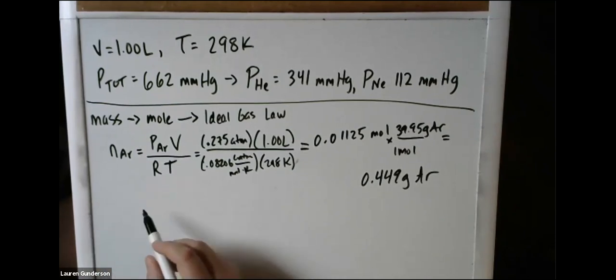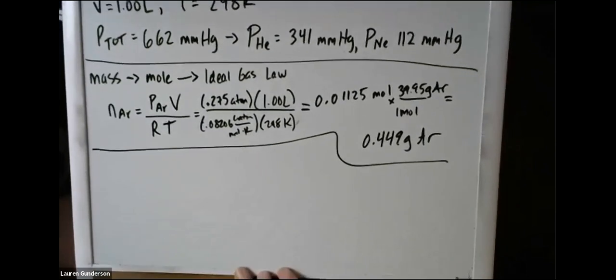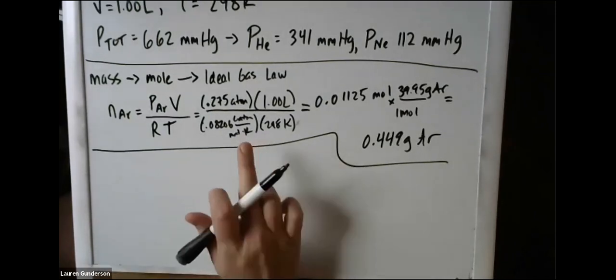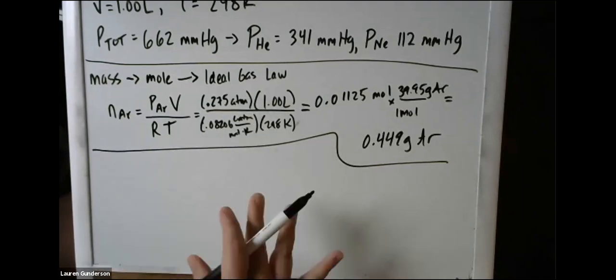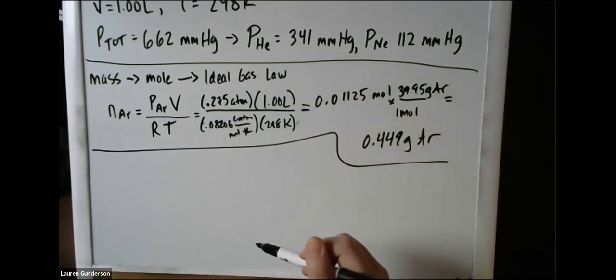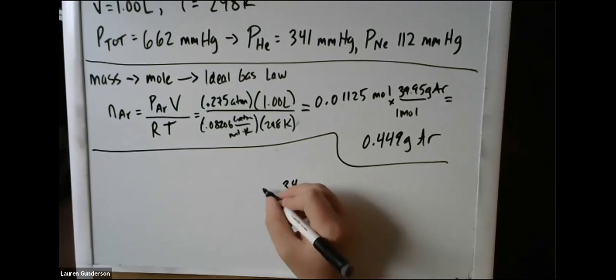Now part B says, what's the mole fraction of each of the gases in this sample? To find the mole fraction, I need to know the number of moles of each of the gases. All right, so to find the moles for each of the gases, I am going to need to do what I did here for argon for all of them. Right, so I want to take my pressure for helium and convert that into atmosphere. And then I want to take my pressure for neon and convert that into atmosphere. Okay, so we'll do helium first.